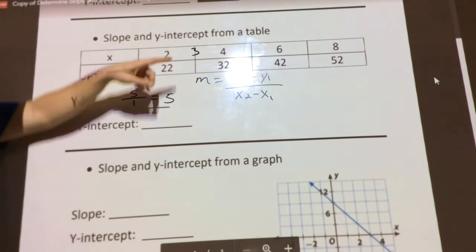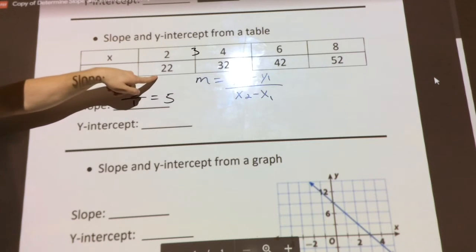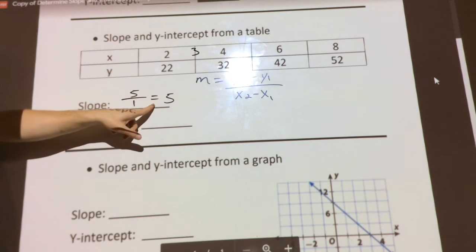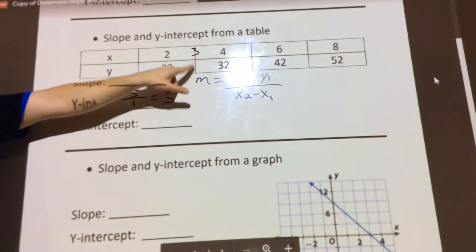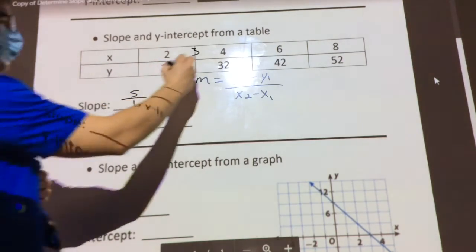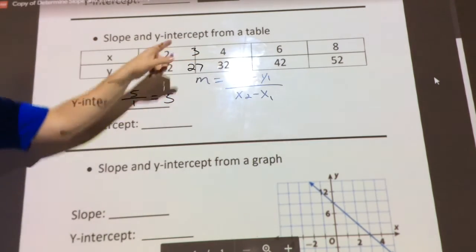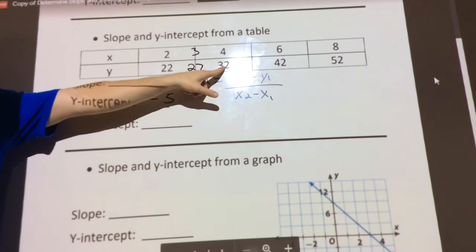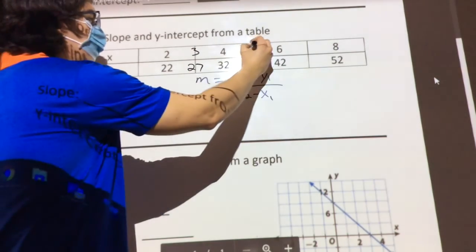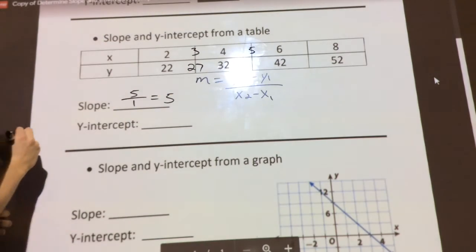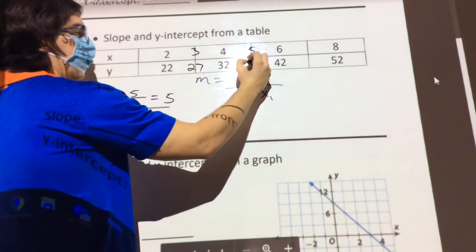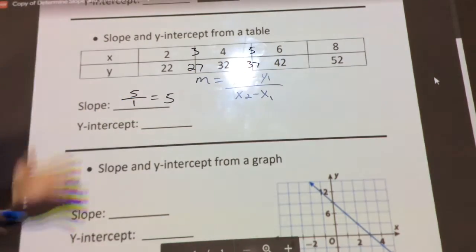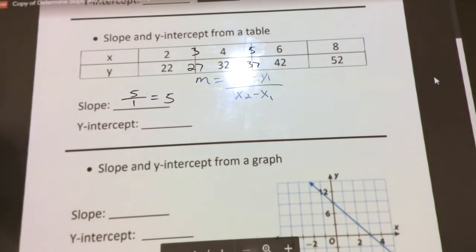8. If I'm increasing by 5, 2 is 22. We're increasing by 5 because that's my slope. What should 3 be? 27. And then if I increase by 5 again, what do we get? 32. And then if I have 5, what should that be? 37. Is everybody seeing what I mean by slope? It means we're increasing by 5 every single time.